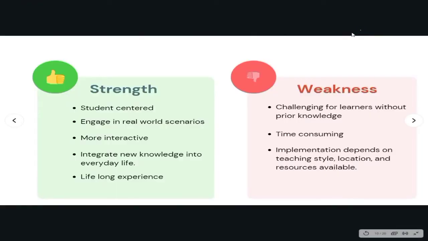Alright, and now let's talk about the strengths and weaknesses of first principles of instruction.